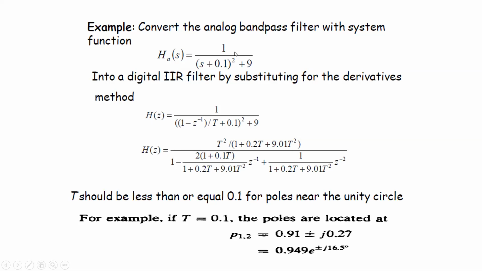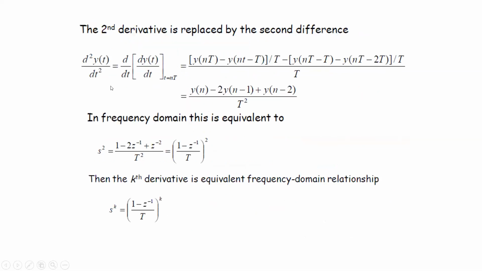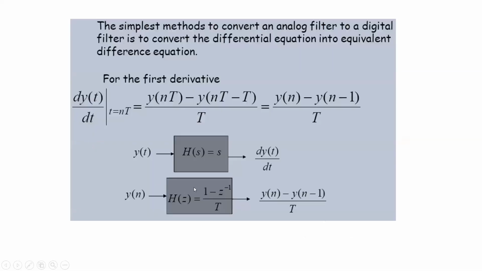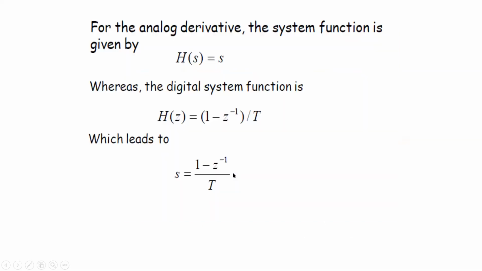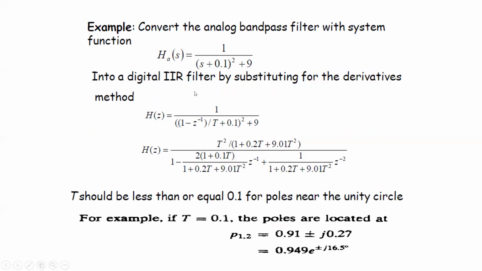What is the transformation? I said that if you use this transformation, every s is to be replaced with (1 minus z to the power minus 1) divided by capital T. From where has this mapping come? This mapping has come from approximating the derivatives. So we use this backward Euler approximation, and we got this mapping. So let us replace every s in the system function of the analog filter with (1 minus z to the power minus 1) divided by capital T. This is the method of approximation of derivative.